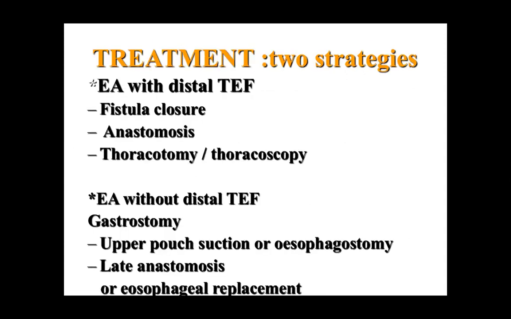Now we arrive at the surgical treatment. Here, as you all know, there are two strategies. Esophageal atresia with distal tracheoesophageal fistula: here we will perform fistula closure and primary anastomosis, which can be done by thoracotomy or thoracoscopy. And we can have esophageal atresia without distal tracheoesophageal fistula. Here, normally, the traditional approach is to perform gastrostomy, upper pouch suction or esophagostomy, and afterwards we will perform late anastomosis or esophageal replacement.